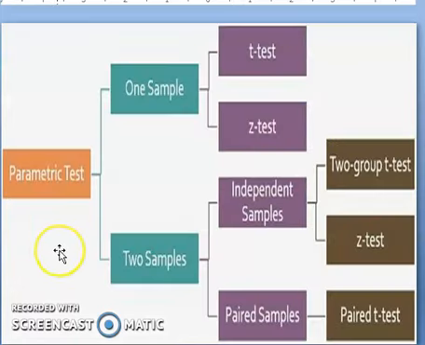Now the parametric test, as we have discussed in the first slide, is converted into two forms, one sample and two samples. When we discuss one sample, we use t-test and z-test, and the two samples are converted into the independent samples and the paired sample. Along the independent samples we use the two group t-test and z-test, and when we discuss the paired samples, we use the paired t-test. So this is the classification all about the parametric test.